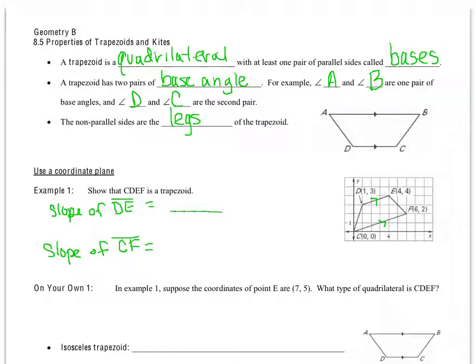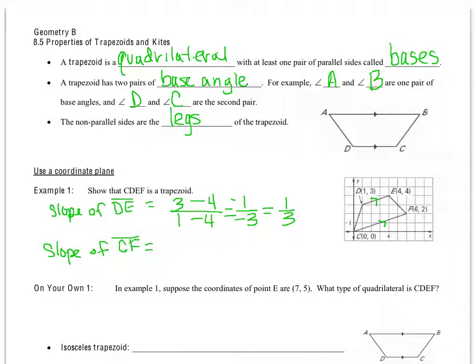To find slope, I draw my fraction bar and my minus signs. I'm going to plug in point D, which is 1, 3, and point E, that's 4, 4. And then simplify. 3 minus 4 is negative 1. 1 minus 4 is negative 3, so that reduces to positive 1 over 3.